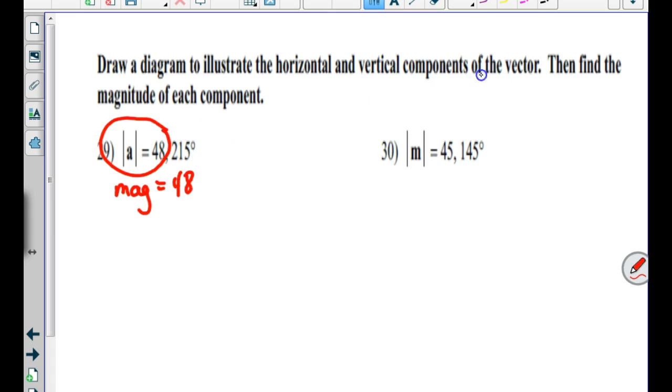And it's given an angle. It says draw and find the horizontal. It says find the magnitude of each component. That just means find the horizontal and vertical components. Okay.